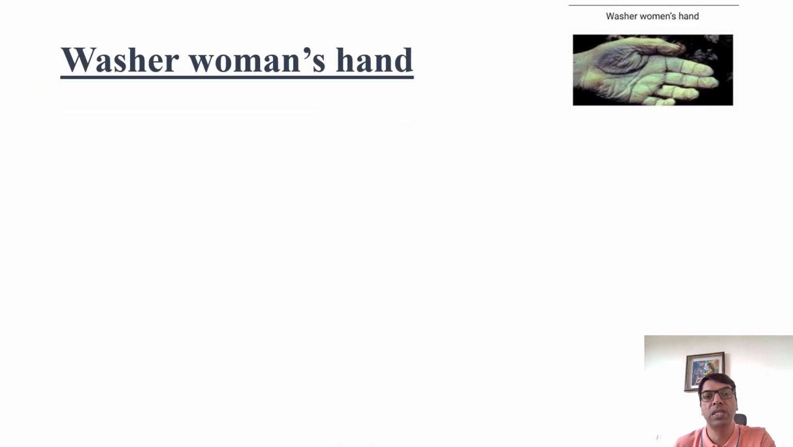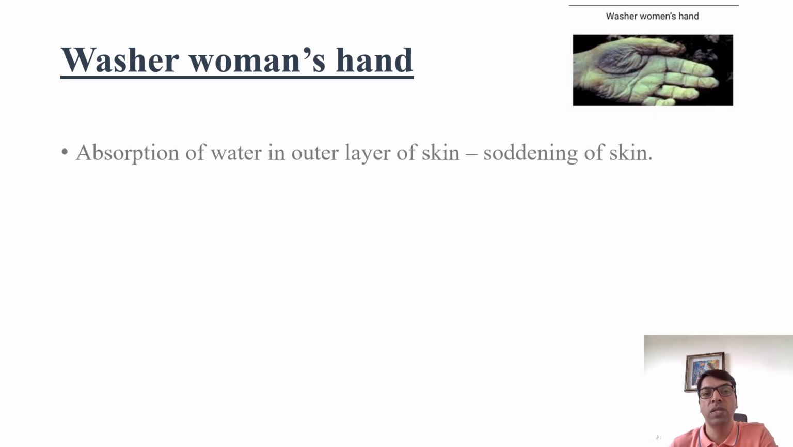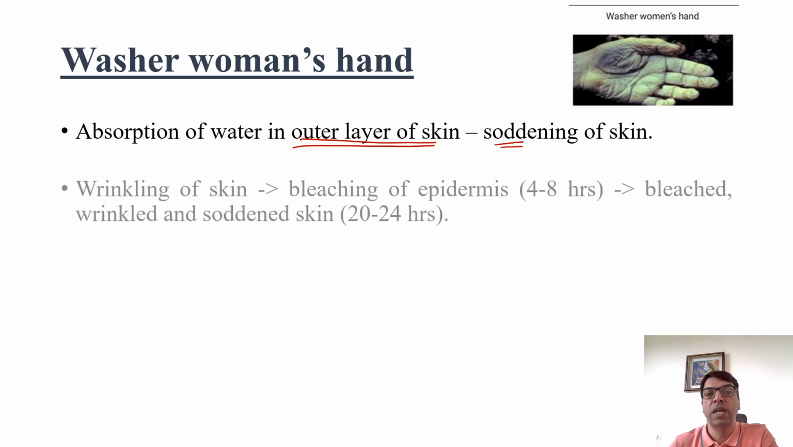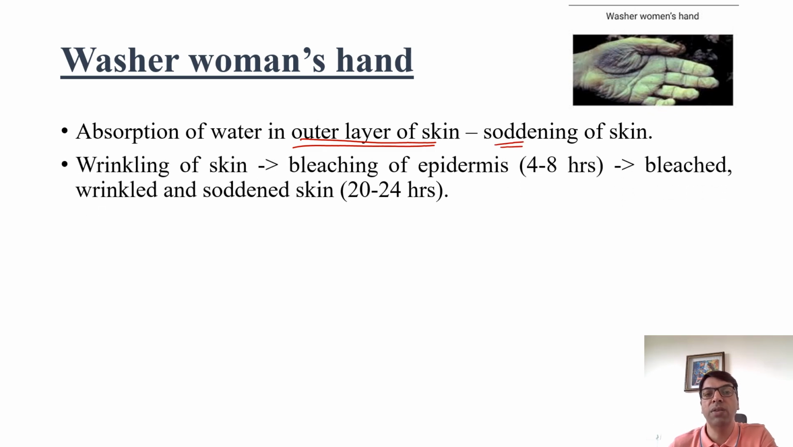Now, washerwoman's hand. Another character which is generally seen in cases of drowning is washerwoman's hand. It is called washerwoman's hand, but it may be seen on the foot also. What is this? It is absorption of water in the outer layer of skin, leading to shortening of the skin, and the appearance is generally wrinkling of the skin. The skin appears wrinkled due to bleaching of the epidermis, which occurs around 4 to 8 hours after drowning.